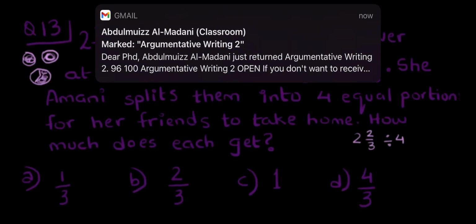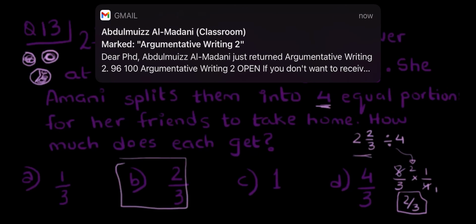So we've got 2/3. Change this into a fraction. 3 times 2, 6, 6 plus 2, 8, 8 over 3. Division sign becomes multiplication, flips over, 1 over 4. That's it, that's your answer. Just simplify first, that's 1 and that's 2. So she each gets 2/3. Four friends, right? A 4 friend each gets 2/3. That's done. Question number 13.